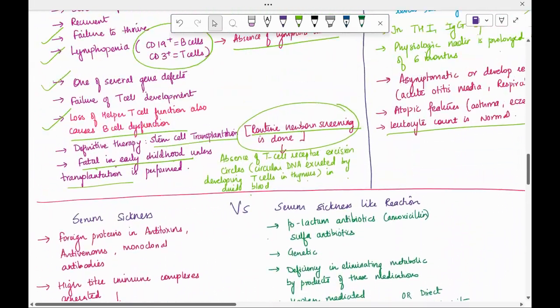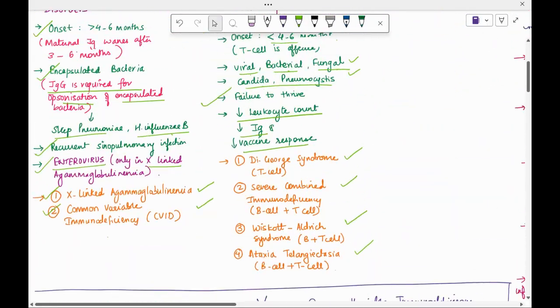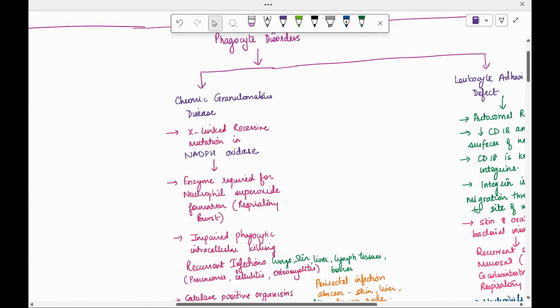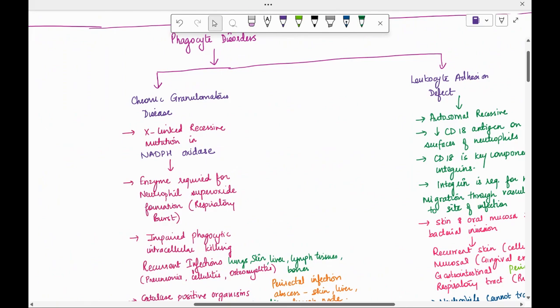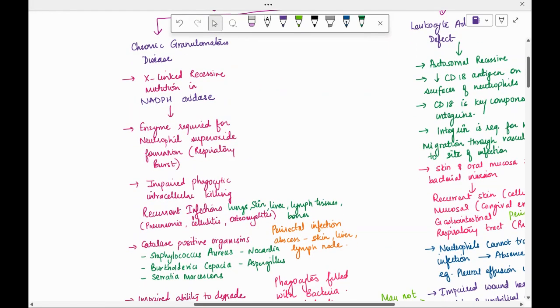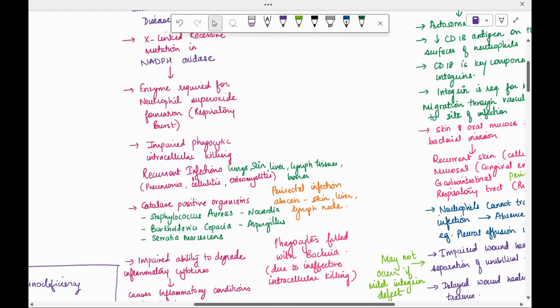Now we come to the phagocyte disorders. In phagocyte disorders, we have only two disorders. One is chronic granulomatous disease and another is leukocyte adhesion defect. Now in chronic granulomatous disease, it's an X-linked recessive mutation in the NADPH oxidase. Now why is this enzyme important? Because it is required for the formation of neutrophil superoxide, that is the respiratory burst.